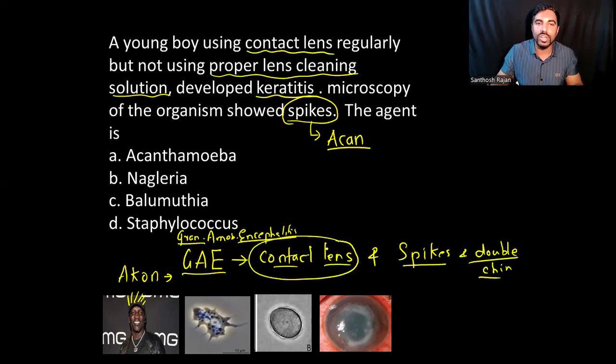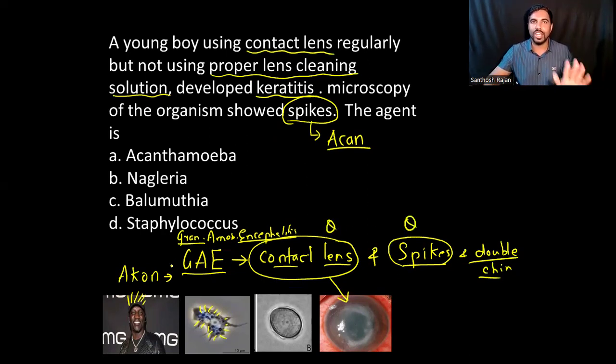Contact lens, because of contact lens, he's going to get what? Keratitis, just exactly what they have asked in the question. Contact lens and then keratitis. He got spikes. Why spikes? When you see this amoeba, the trophozoite, it has beautiful spikes. So you answered all the points here, it is easy. So when Acanthamoeba is a gay, everything becomes easy for you.